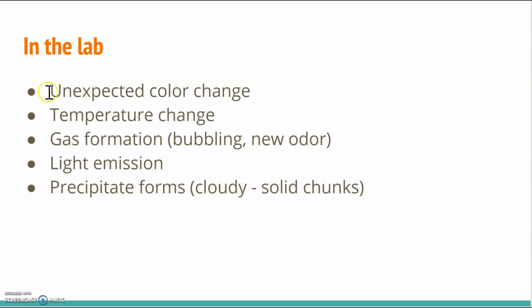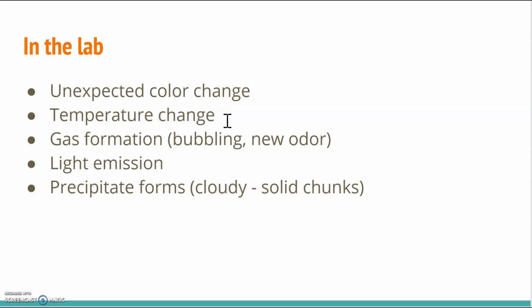You can look for an unexpected color change. So if you mix blue paint with red paint and you get purple paint, that is not a chemical reaction. That is just mixing two things together. You didn't really make a new product. An unexpected color change would be in the lab if you mixed a blue solution with a red solution and you got a green solution. That would be an unexpected color change. Or if it went clear, that would be an unexpected color change.